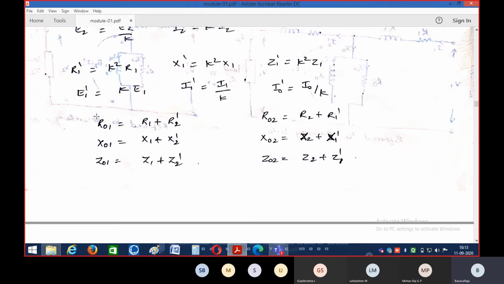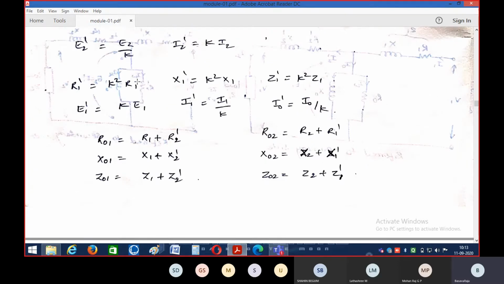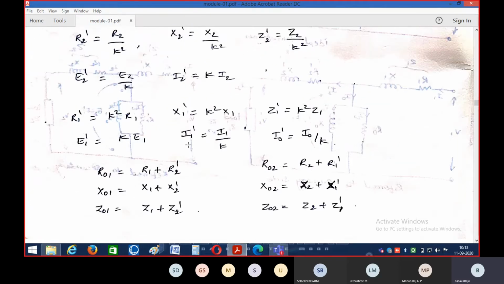And finally, we concluded with the equivalent resistance with respect to primary as well as the secondary. That value of total resistance with respect to primary, R01, is given by R1 plus R2 dash. Here R2 dash is equal to what? R2 divided by K square. R2 dash is equal to R2 divided by K square. Similarly, X01 is equal to X1 plus X2 dash. Z01 is equal to Z1 plus Z2 dash. Similarly, R02 is equal to R2 plus R1 dash. X02 is equal to X2 plus X1 dash, and Z02 is equal to Z2 plus Z1 dash.